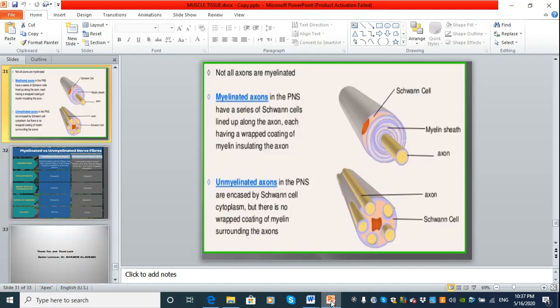Here I have a very clear diagram of exactly what myelinated axons are. If it is a myelinated axon, that means I have a series of Schwann cells lined up along the axon, each having a proper coating of myelin insulating the axon. While if it is an unmyelinated axon, we see the Schwann cell cytoplasm, but there is no wrapping coat of myelin surrounding the axon. That is exactly what defines myelinated or unmyelinated axons.